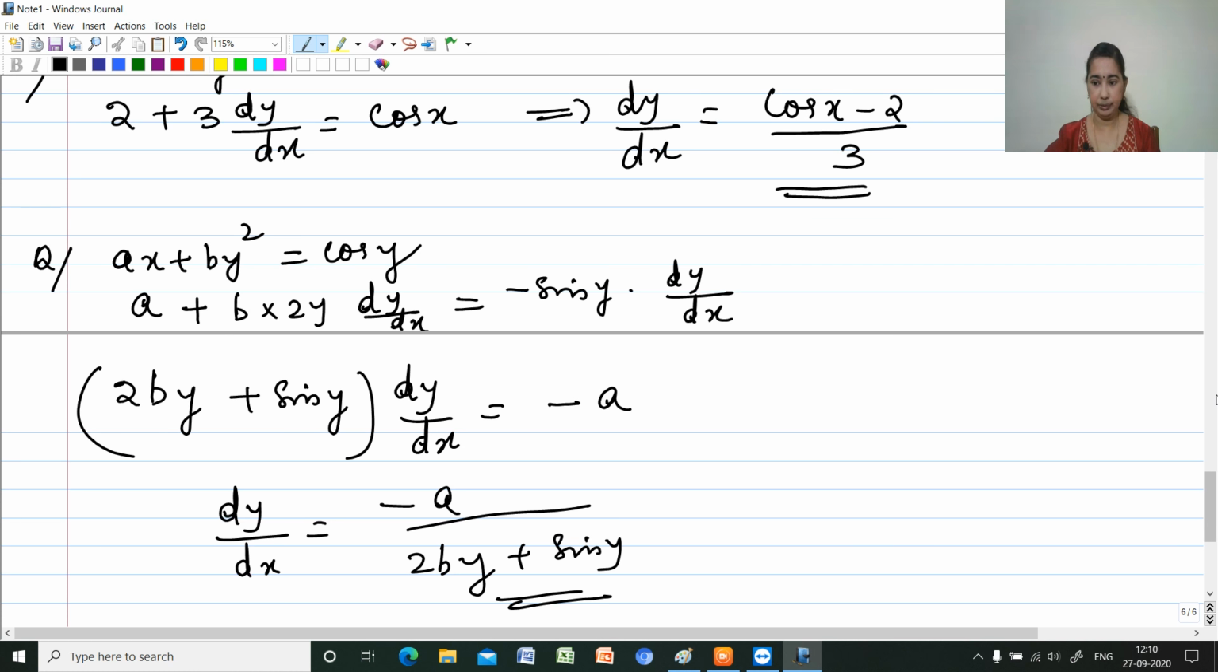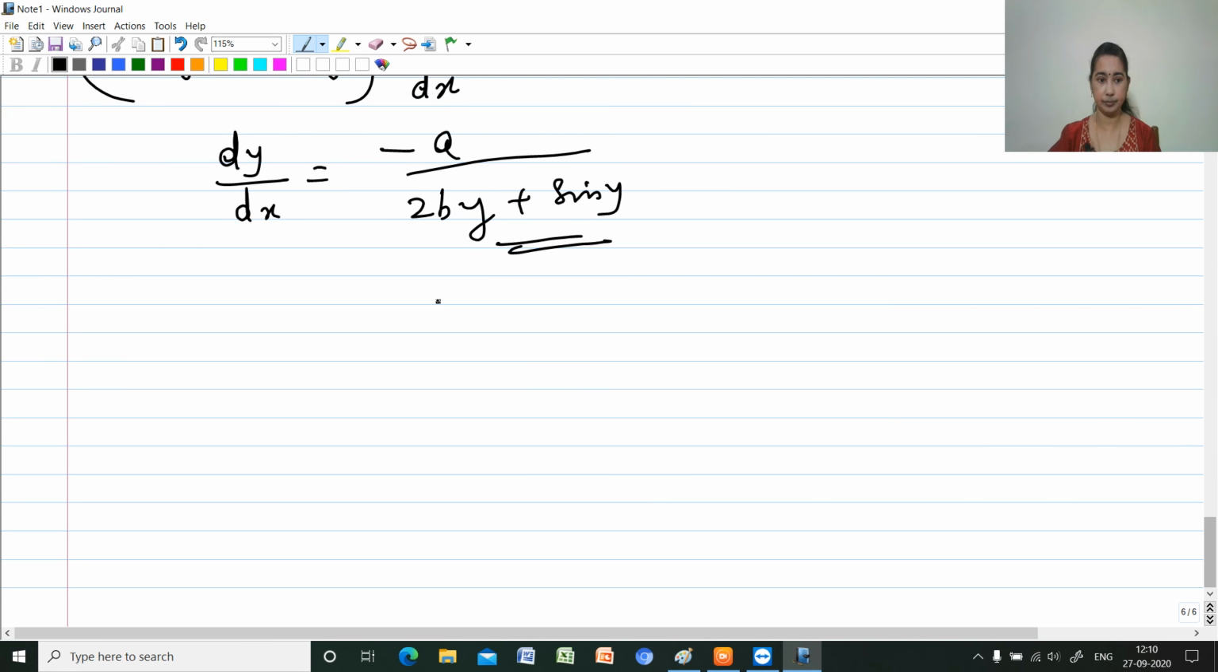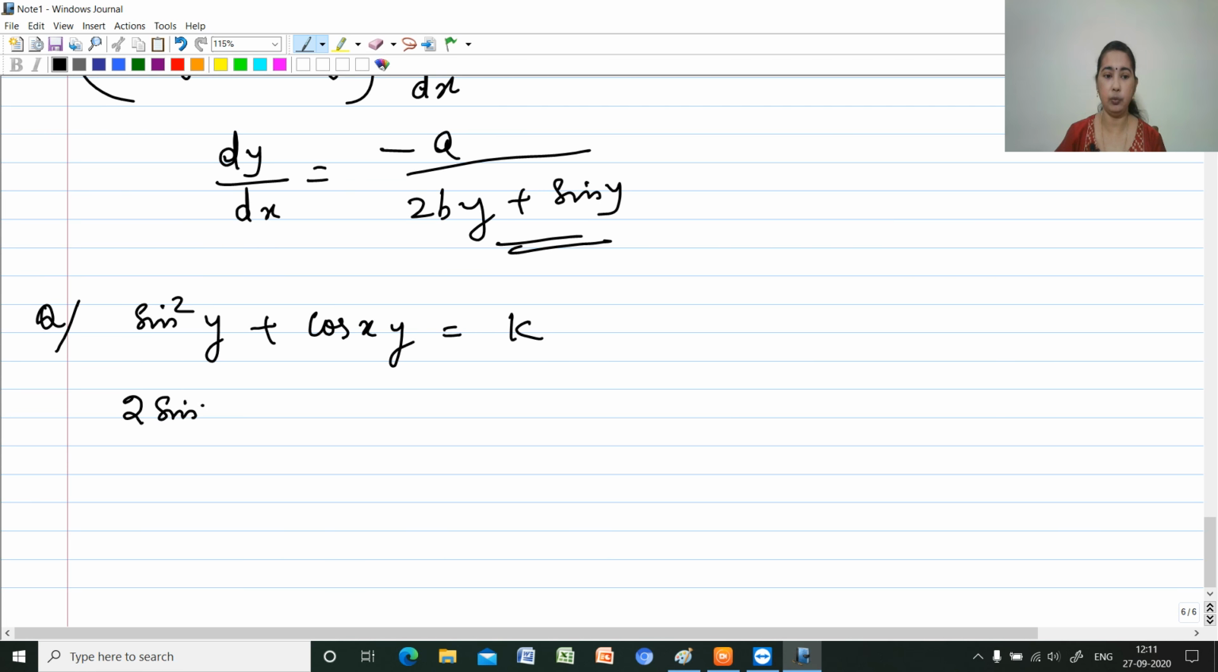Now next one. Next question. Sin square y plus cos of xy is equal to k. Find dy by dx. So sin square y, if you are differentiating, 2 into sin y into derivative of sin y is cos y into derivative of y is dy by dx.